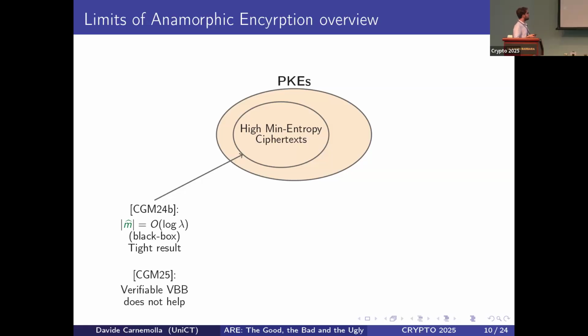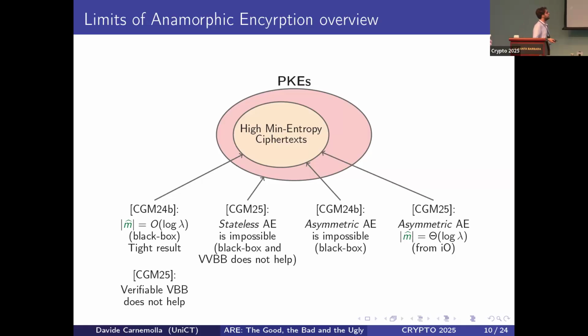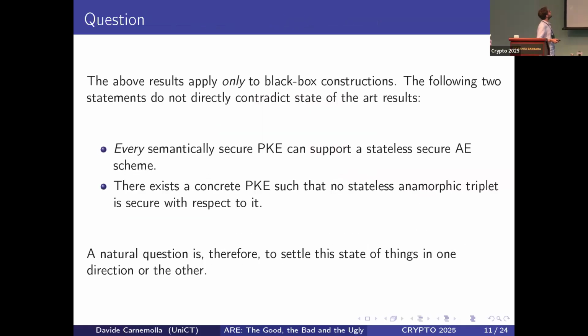Also, we know that a powerful tool like verifiable virtual black box obfuscation does not help to bypass this limit. Then we know that stateless anamorphic encryption is impossible in a black box way, and again, that verifiable virtual black box obfuscation does not help to bypass this limit. Then we know that asymmetric anamorphic encryption is impossible in a black box way, but we also know a concrete construction from indistinguishability obfuscation. So the above results apply only to black box constructions.